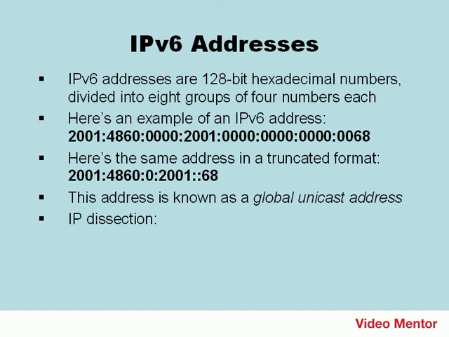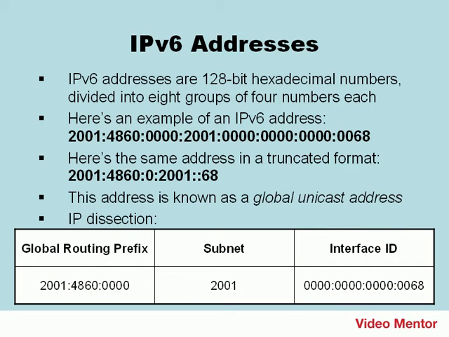Let's dissect a global unicast address. We break it down into three sections. The first is the global routing prefix, 2001:4860:0000. The second section is the subnet, in this case 2001, and then the individual interface ID, 12 zeros, another 2 zeros, and 6 8. So it's some IP dissection for you.